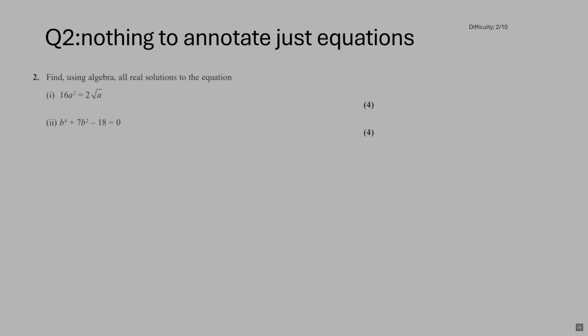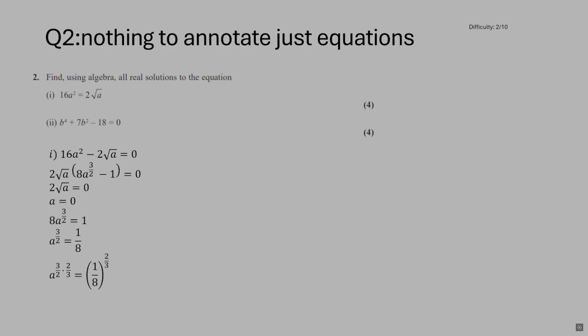Right, we've just got some algebra stuff. This shouldn't be too bad for any student. We're just going to take away 2a, and we're going to factorise 2 root a out of the equation. And then we know that 2 root a is 0, so a is 0. And then this next bit, we just divide by 8 firstly. And then you put both sides to the power of 2/3, because 3/2 times 2/3 is 1. So that's going to mean that a equals 1/4.